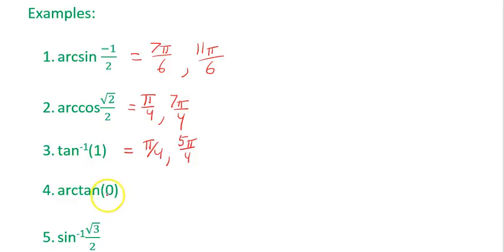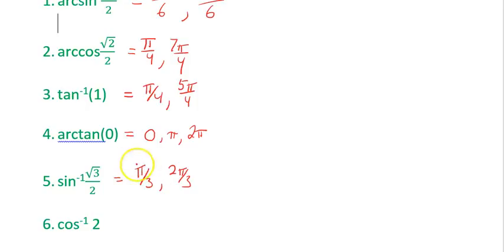Number 4, arc tangent of 0 means we're looking for the angle with a tangent of 0. And again, if you're calculating your tangents on your unit circle, that's going to happen in 3 places. It's going to happen at 0, at pi, and at 2 pi. And then number 5, sine inverse of square root 3 over 2. We're looking for the points that have a y value of square root 3 over 2. The angles that give us that are pi over 3 and 2 pi over 3.